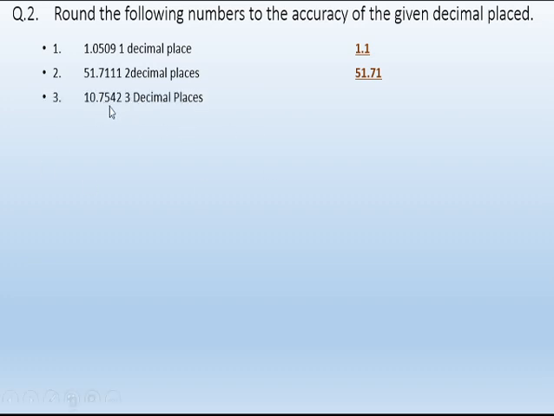Now the next example is 10.7542 to 3 decimal places. We will be keeping 7, 5 and 4. So 2 will be removed. 2 is not 5 or more, so that will remain the same: 10.754. So that's why.